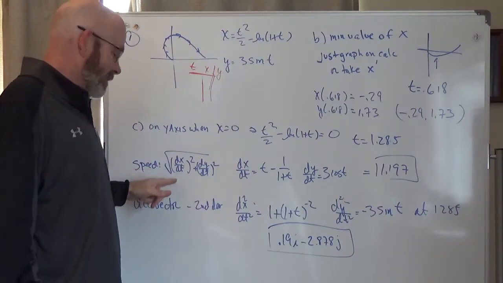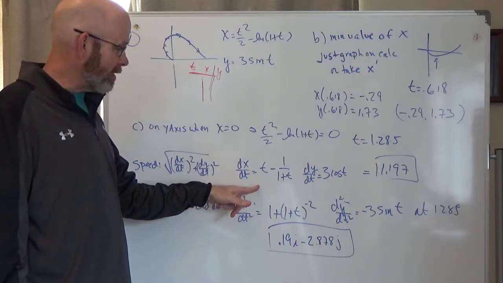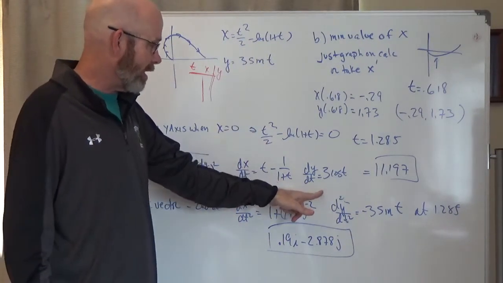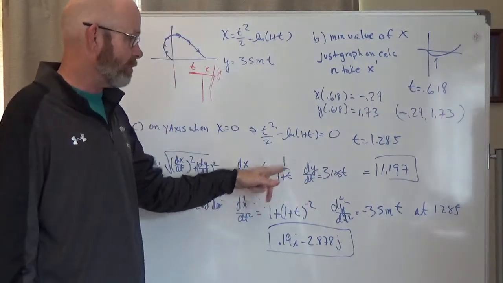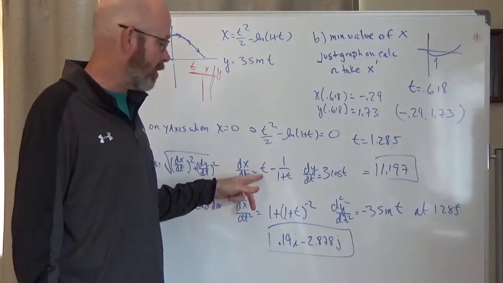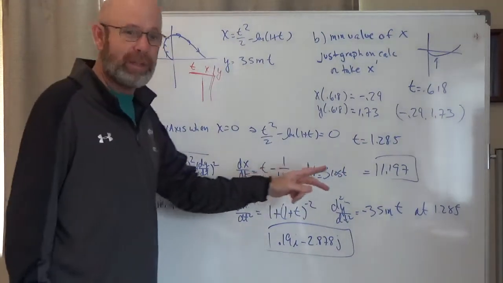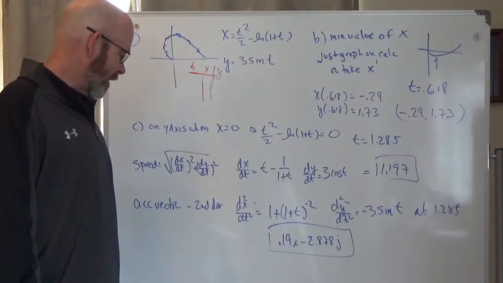The speed is the square root of dx/dt squared plus dy/dt squared. So I just found the derivatives, very easy to do: derivative of x, derivative of y. Then I plugged in 1.285, squared it, put in 1.285 for the other, squared it, added them together, took the square root, and got 1.197.